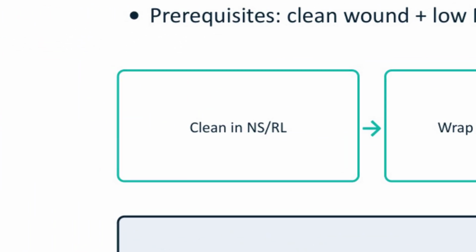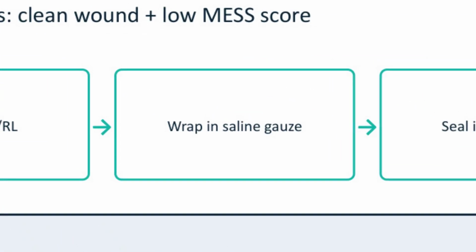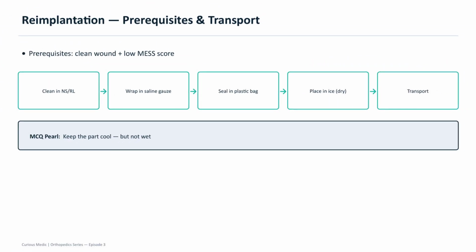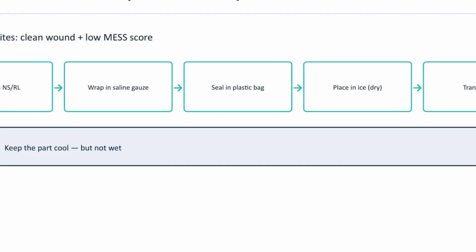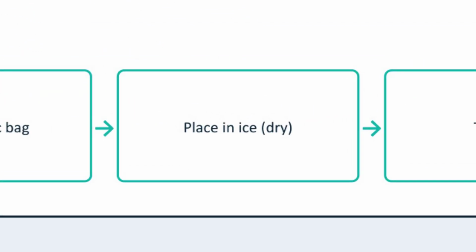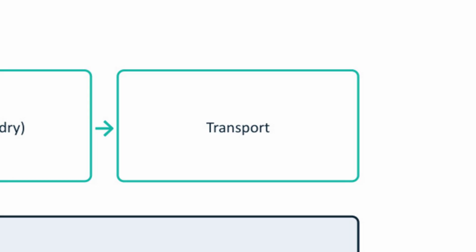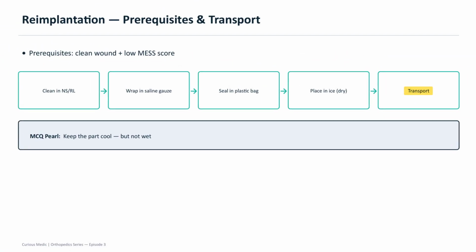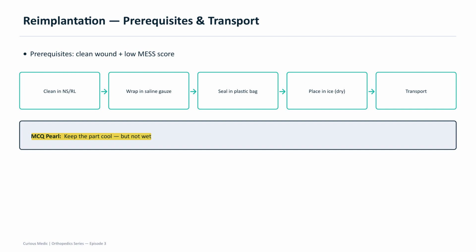First, clean the amputated part in sterile normal saline or Ringer's lactate. Second, wrap it in sterile gauze that is soaked in normal saline or Ringer's lactate. Third, place the wrapped part in a sealed plastic bag. Fourth, place the sealed bag in ice. Not directly on ice, the part must stay dry. And fifth, transport to hospital as quickly as possible. The key principle is that the part must be kept cool, but not wet. Direct contact with ice causes cold injury to the tissue, which is why it goes in a bag first.